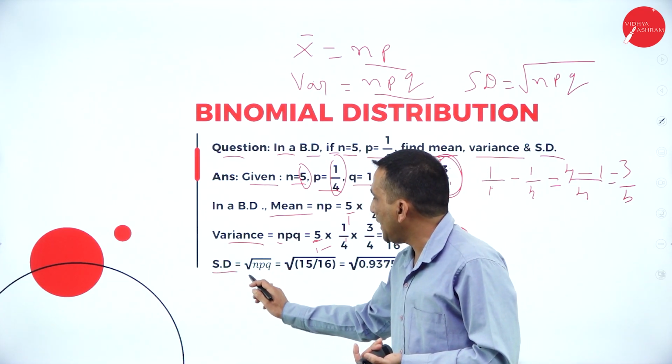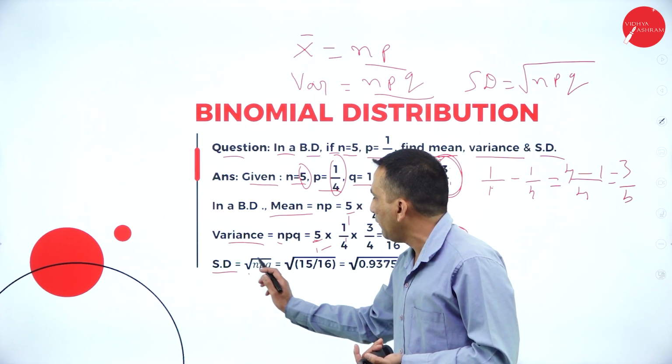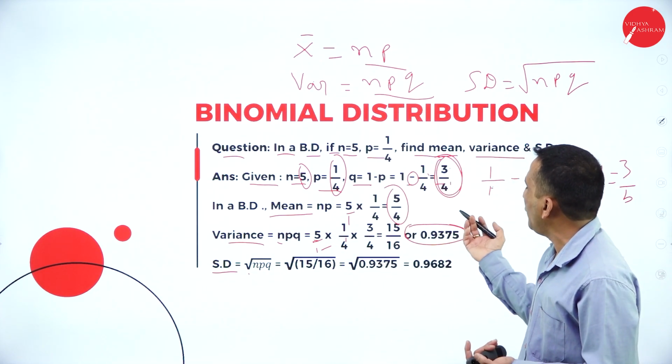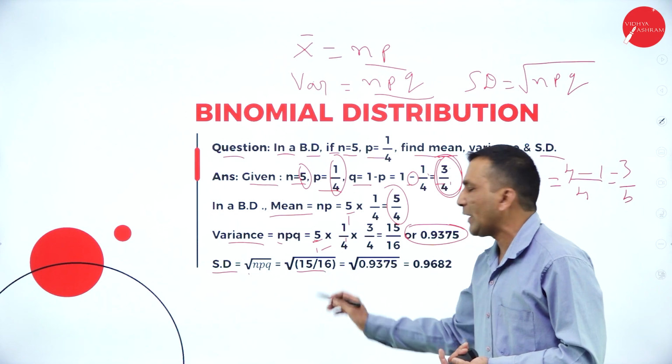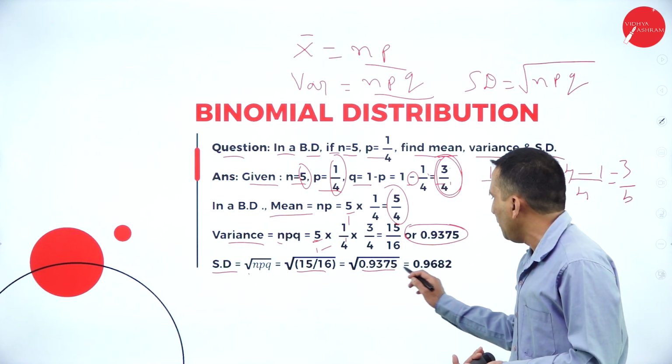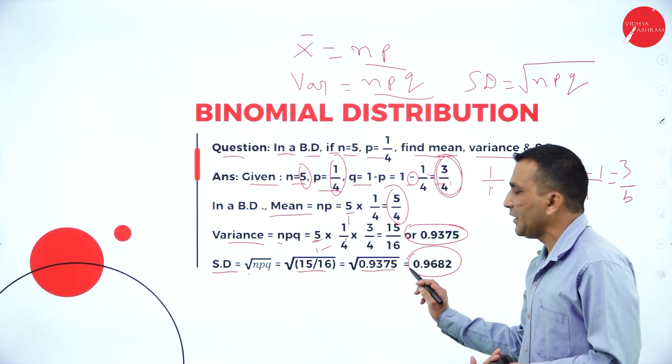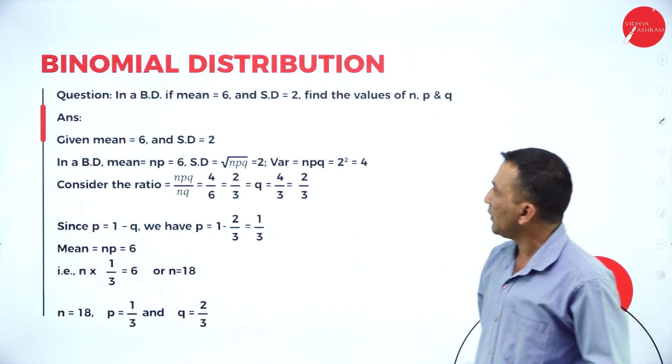Now, with the help of variance only, we are able to find the standard deviation. See, the standard deviation is inside the square root, NPQ value we just now calculated. Otherwise, you can write like this. If you remove the square root, we are getting the standard deviation. Okay, that's it. Moving forward, next question.